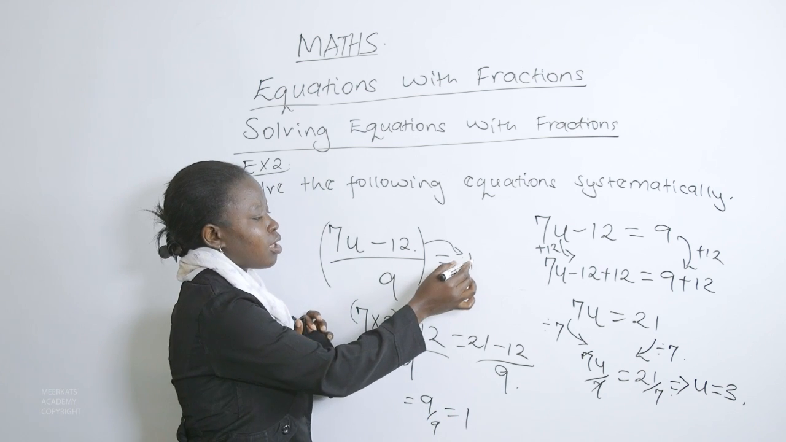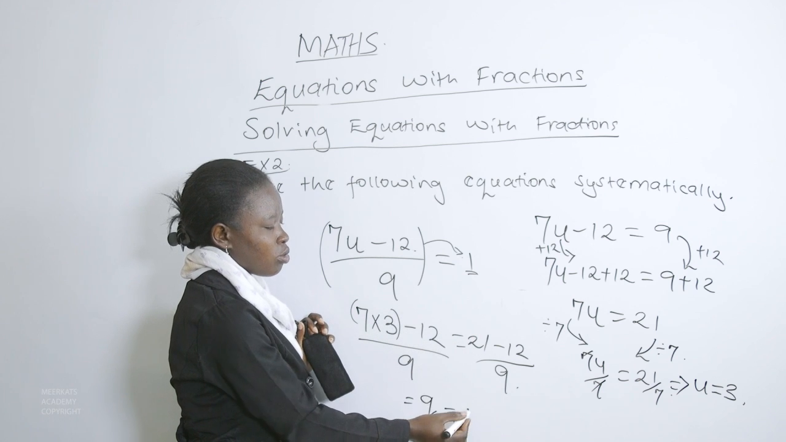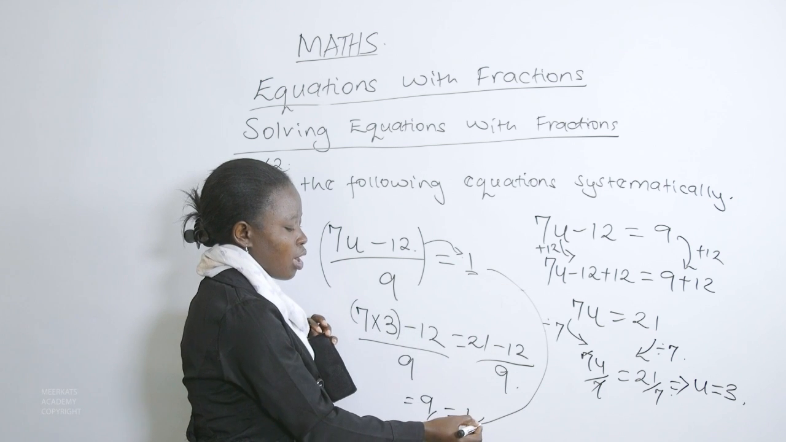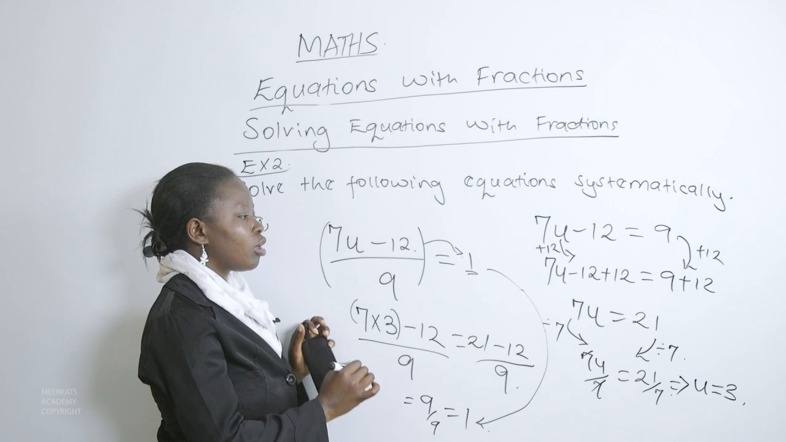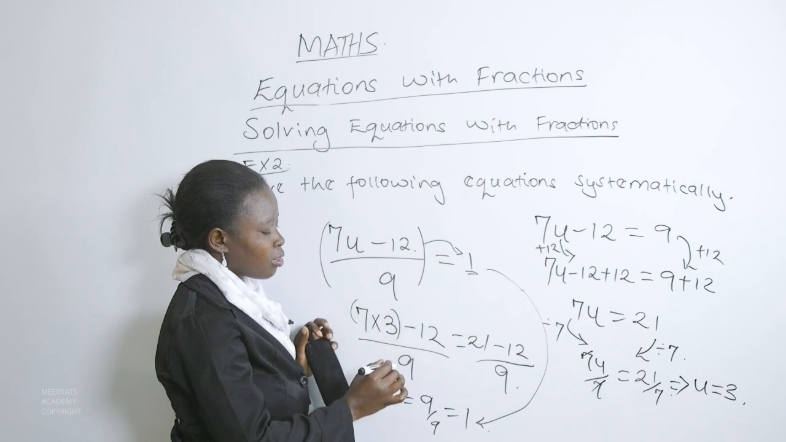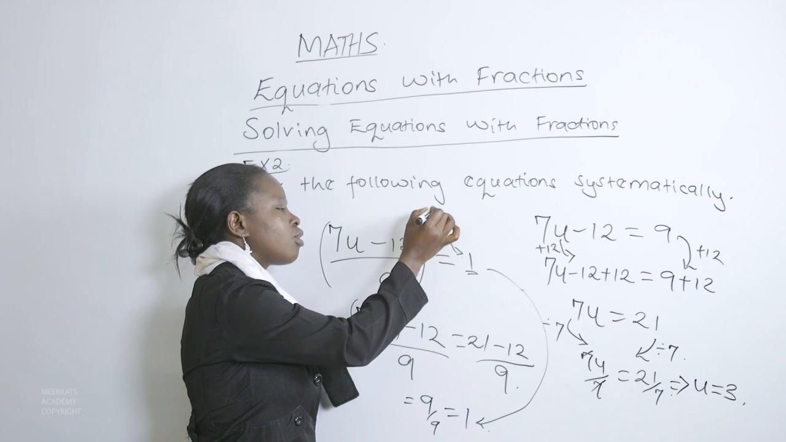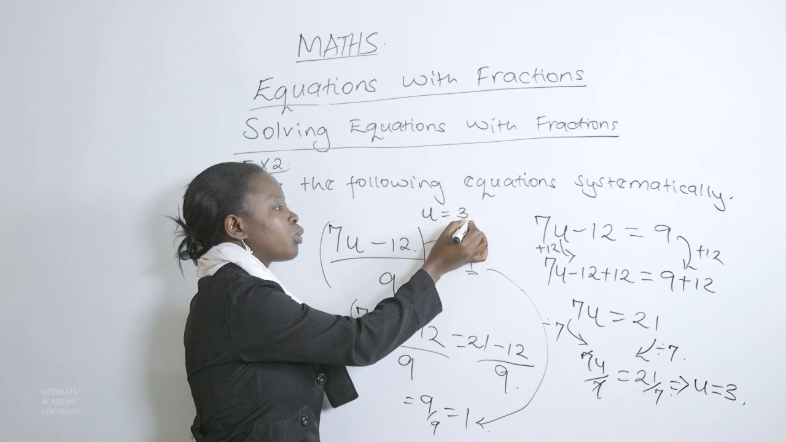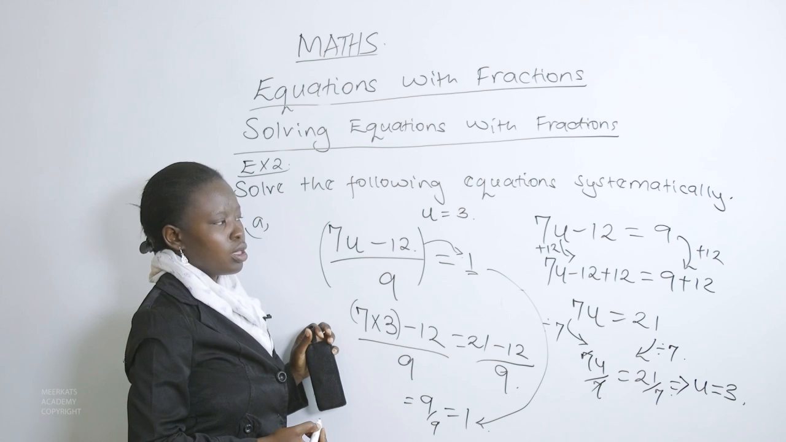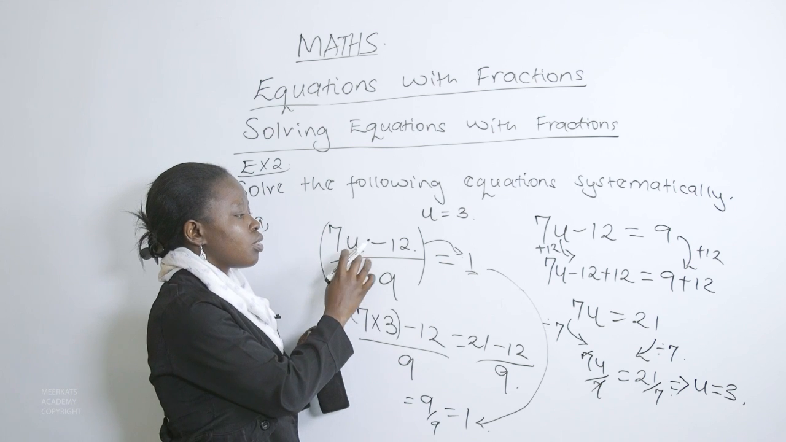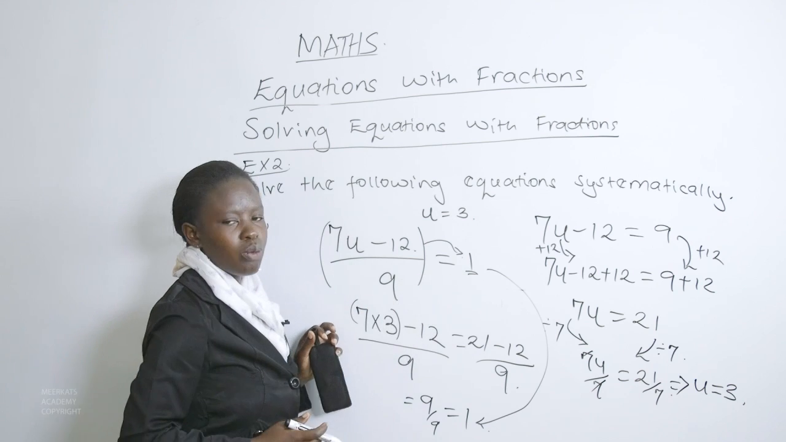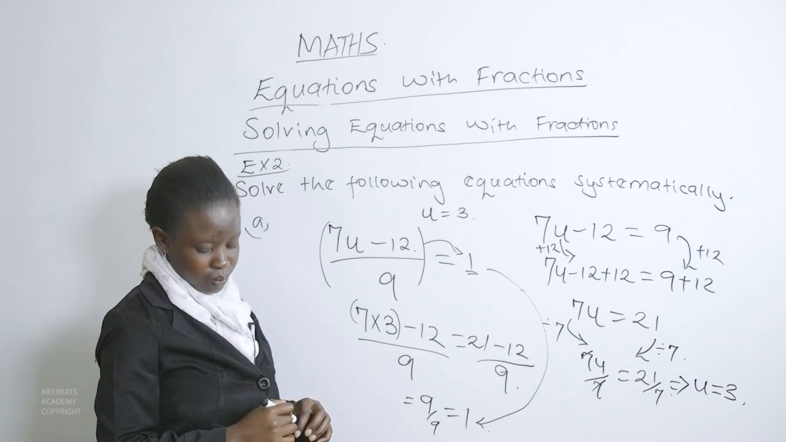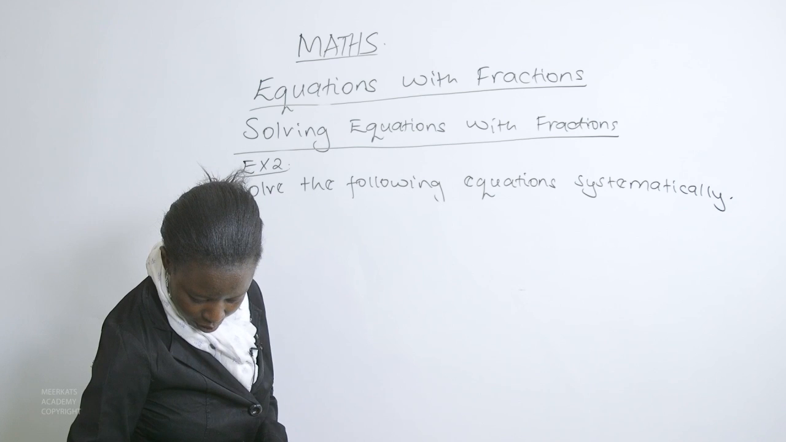So the value on the right-hand side is 1. So it corresponds with the answer that we've obtained. That brings us to the conclusion that when the value of u is 3 in this given equation, then the left-hand side will be equal to 1. Another example.